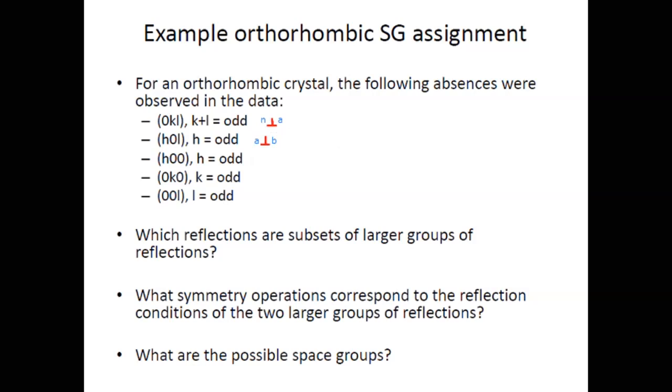Next we have an H00 where H is odd. Since both K and L are 0, that means the Y and Z became negative. So we rotate it. And then since H is odd, we translate it along X. So this is going to be a 2 sub 1 parallel to A.